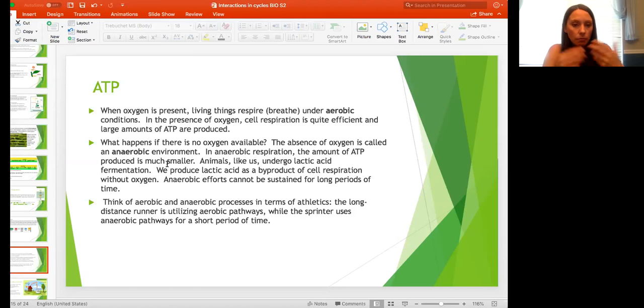Well, sometimes there's no oxygen available, and this is what we call anaerobic. In anaerobic respiration, the amount of ATP that's produced is much smaller, so it decreases, it's less efficient. And animals, when we don't have a lot of oxygen available to us, we go into what we call lactic acid fermentation. I'm not going to go into too much about this, but we produce lactic acid as a byproduct of cellular respiration without oxygen. So it's a waste product of it.